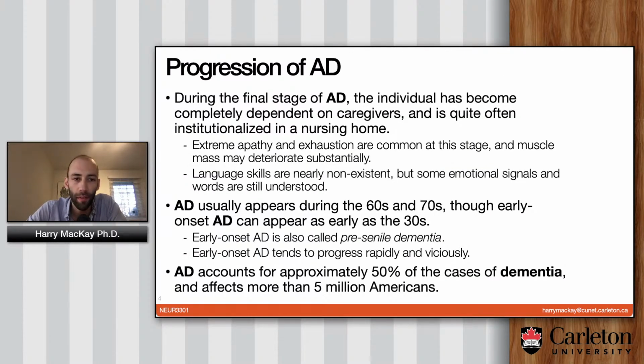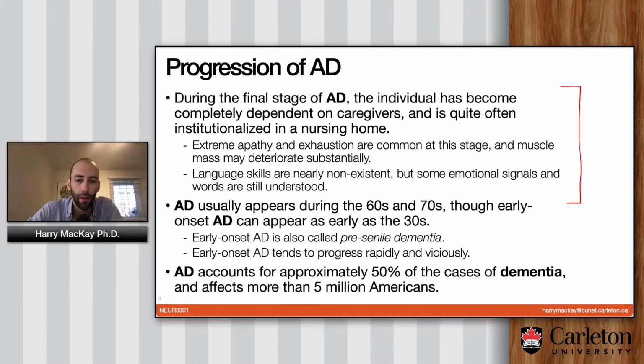Now, this ultimately results in the individual becoming quite dependent on caregivers, oftentimes institutionalized. Extreme apathy and exhaustion are common at this stage, and muscle mass may deteriorate substantially. Language skills often become non-existent at this stage. Some emotional signals and words are still understood, however. So it's a terminal condition that inevitably results in a terminal decline toward complete dependence on caregivers and complete disability. The rate of the decline and the age of onset, however, do have some level of variability.